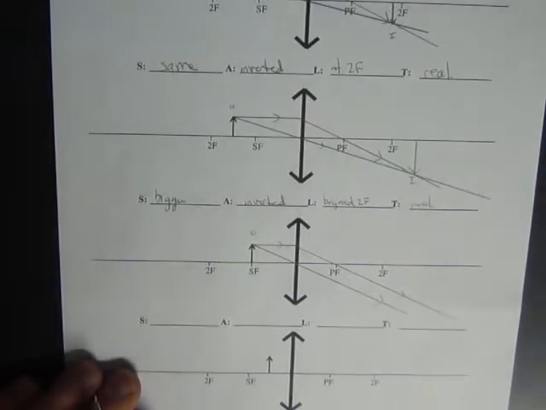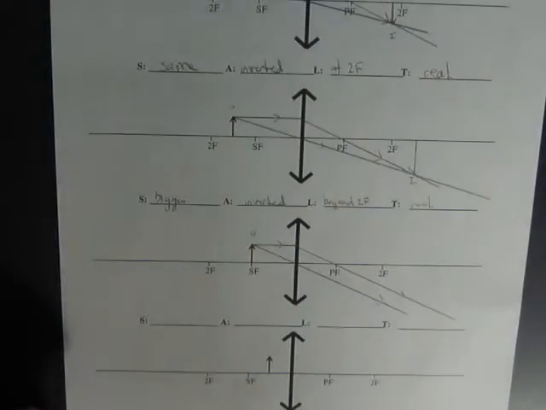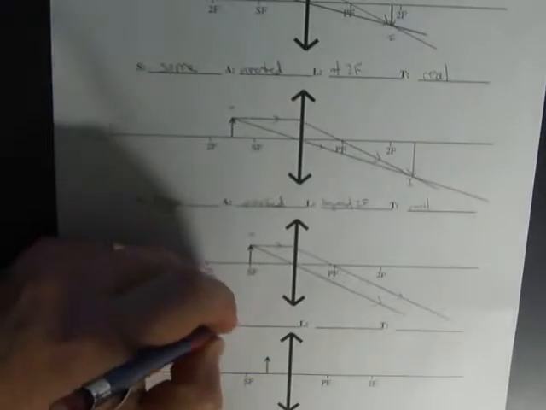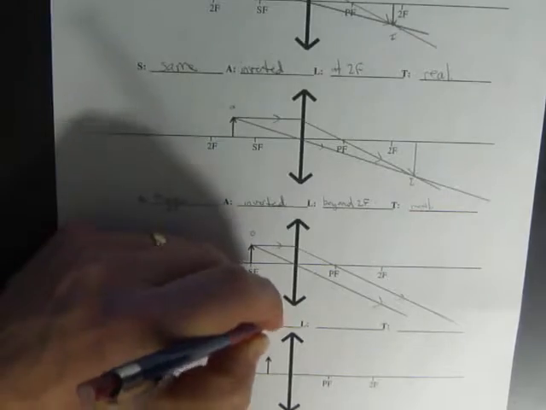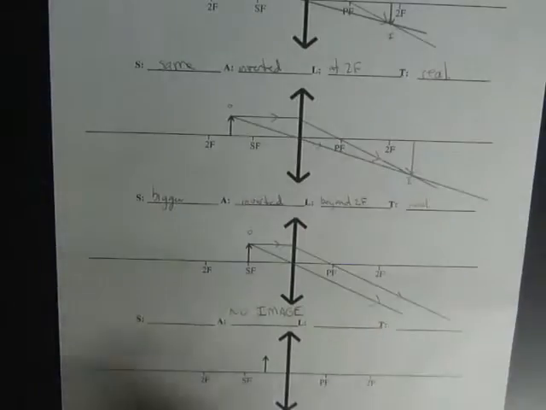Where are those two rays going to meet? What do you think? They don't meet. If they don't ever meet, they never cross. Can there be an image? No, there's no image. When it's at the F, there is no image.